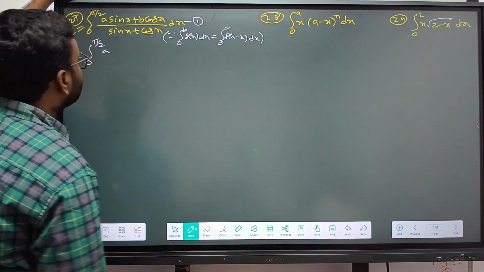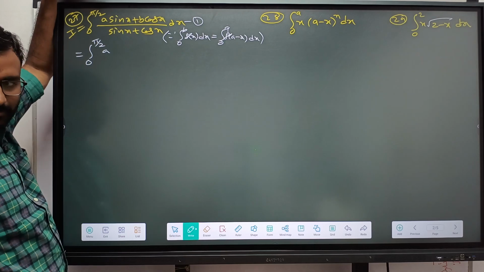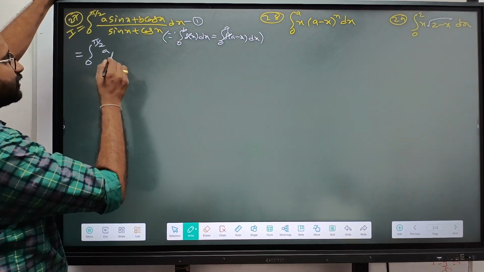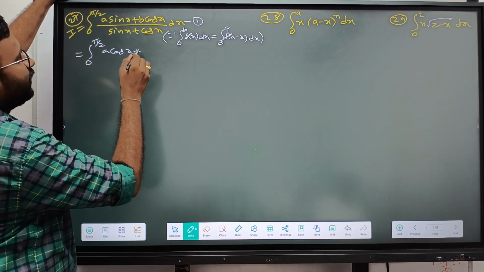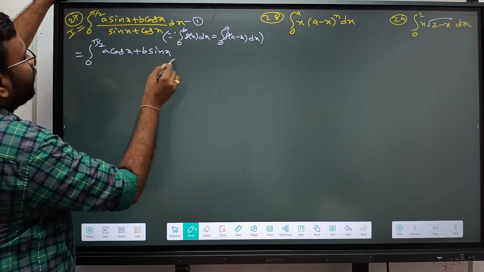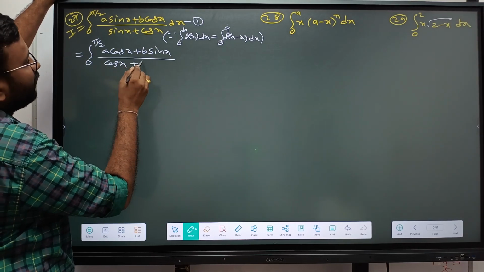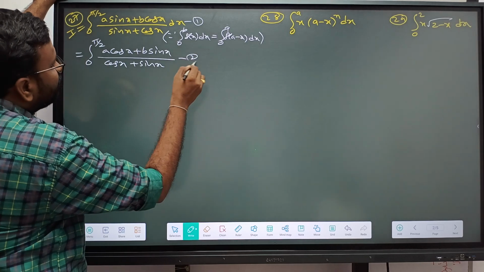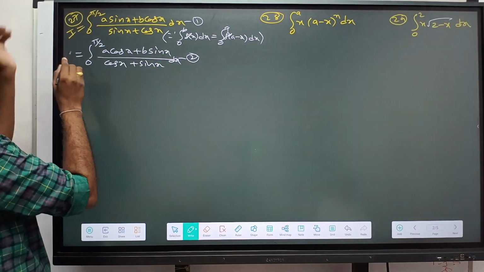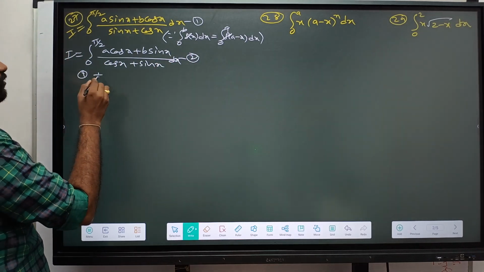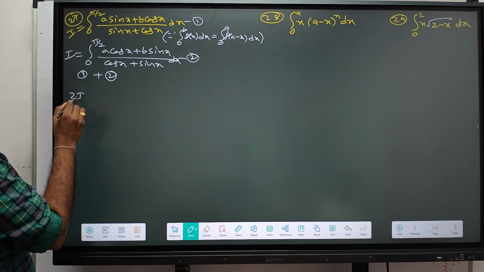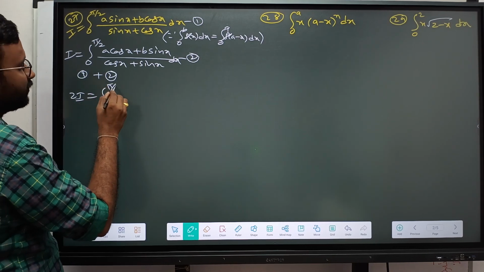Why? Because sin of pi by 2 minus x, that is 90 minus x, will become cos x, and plus b will become sin x. So this is cos x, this will be sin x, which is equation number 2. This is also I. Now 1 plus 2, I plus I, 2I is equal to integral 0 to pi by 2, same, right?